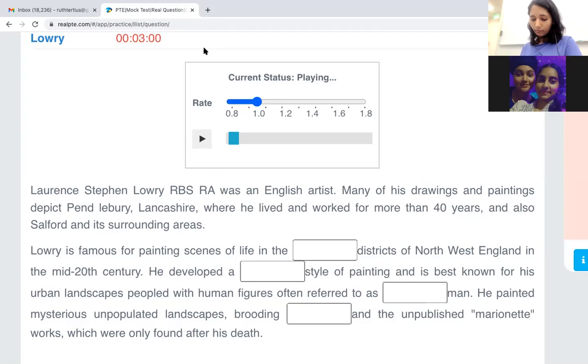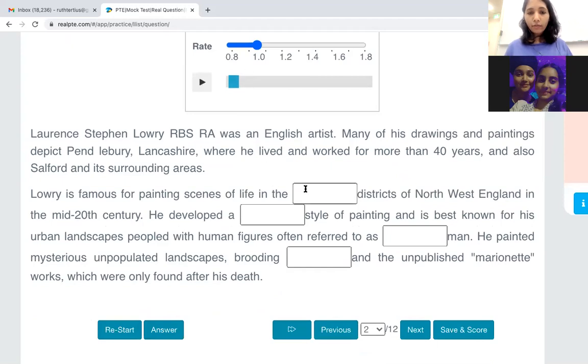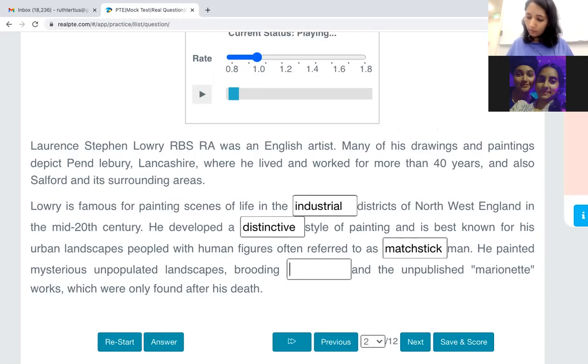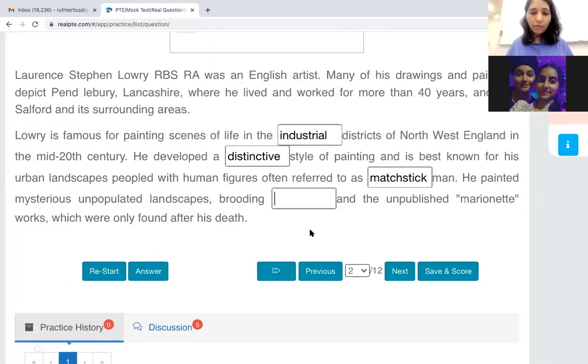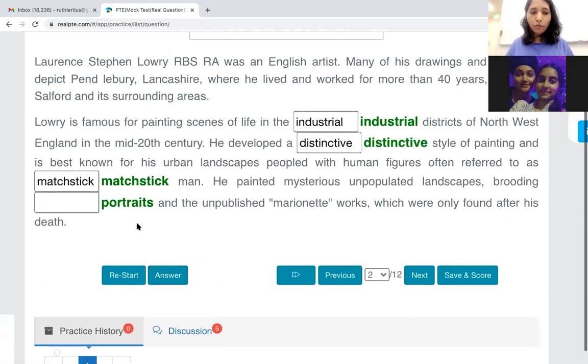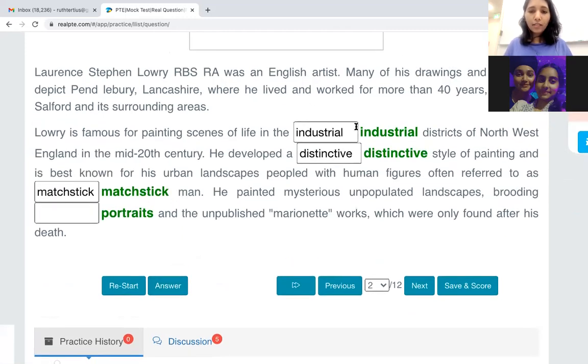Ma'am, I just found only one word. Okay, that's all right. And which was the word that you found? Ma'am, industrial. Industrial. Okay, the next one. Ma'am, next I don't clear. Okay, it was distinctive. Distinct. And the next one. Ma'am, I think human. No, he had written matchstick man, I think. Matchstick man. The brooding. I didn't listen to this. Brooding dash and the unpublished. So brooding portraits and unpublished marionette works.